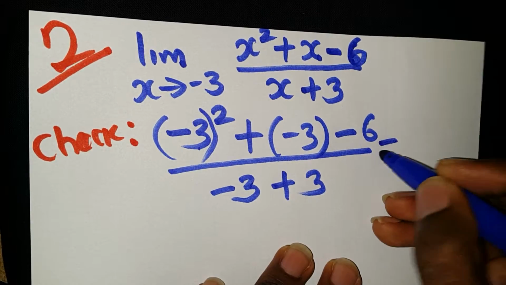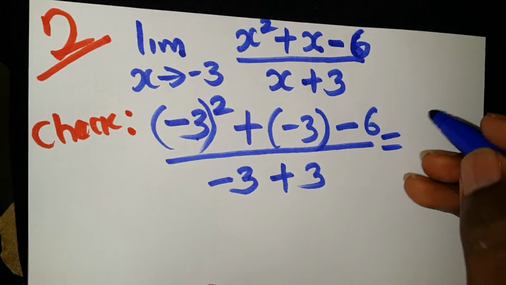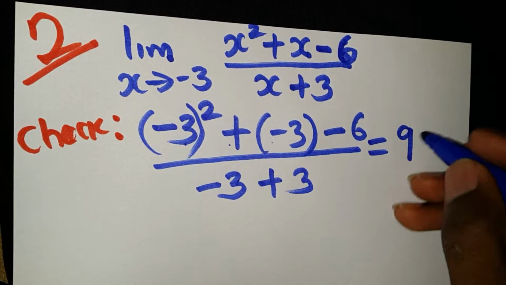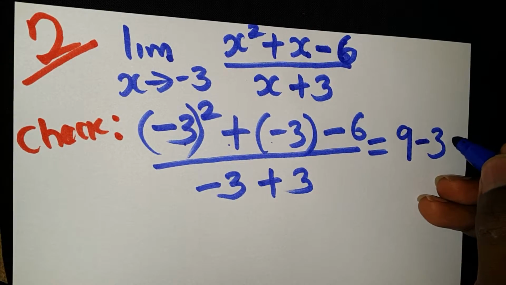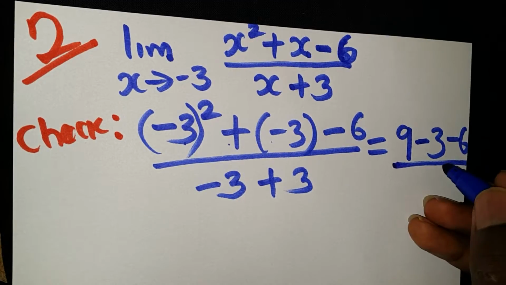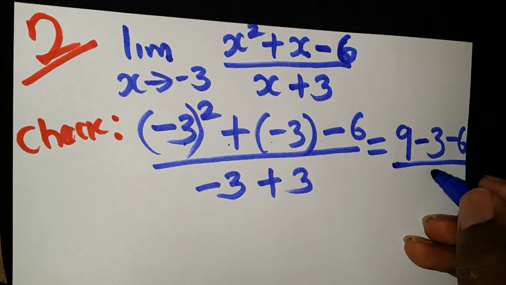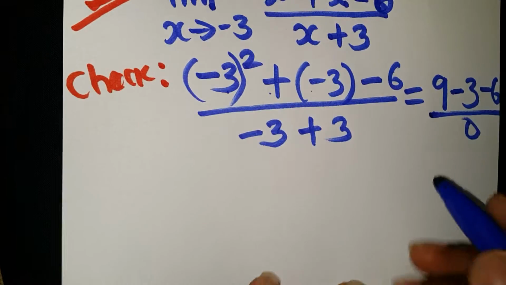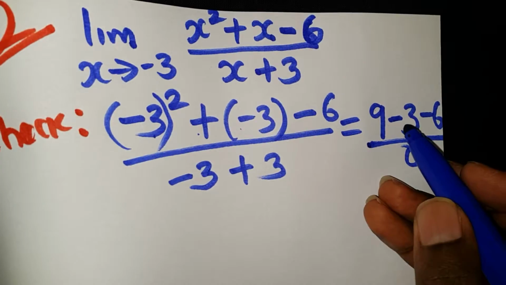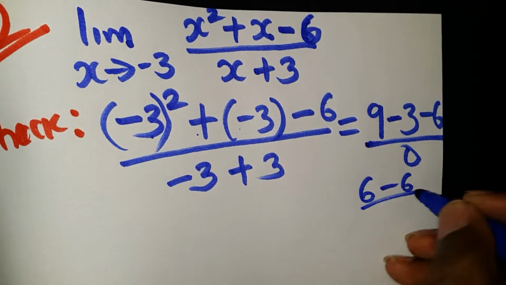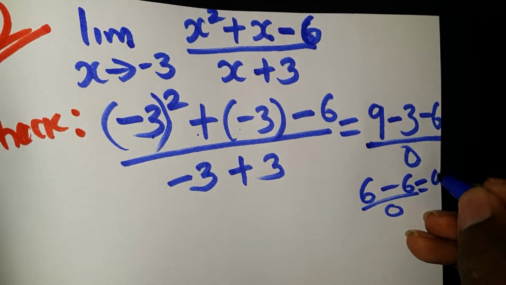So we have -3 squared is 9, that's 9 minus 3 minus 6 divided by 0. So this is what we have here. 9 minus 3 is 6, minus 6 divided by 0. So we still find out that our answer is 0 divided by 0.